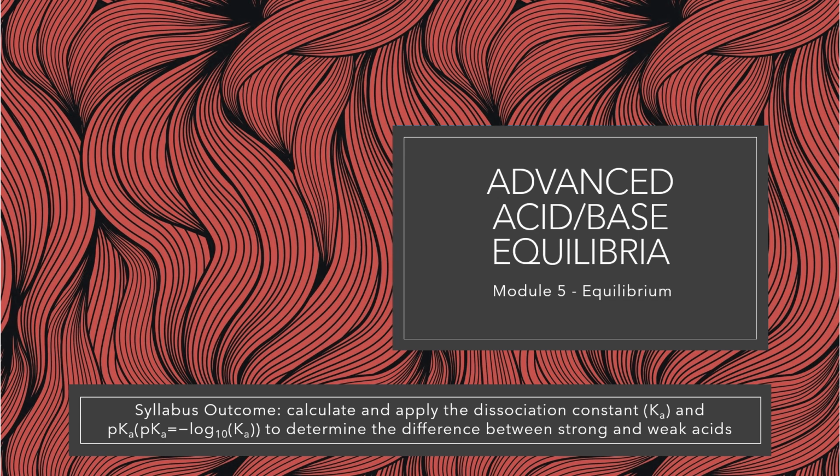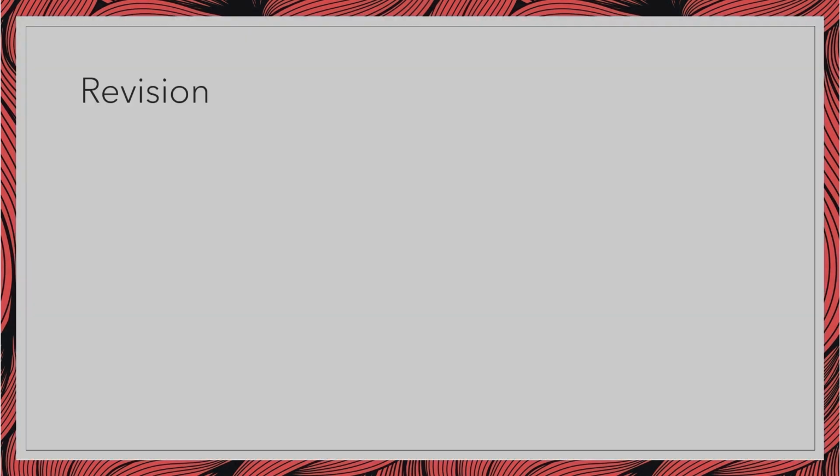Hi everyone. So today we're doing advanced acid-base equilibria. Our syllabus outcome is to calculate and apply the dissociation constant Ka and pKa, which is the negative log 10 of Ka, to determine the difference between strong and weak acids. So, some revision from last lesson. Make sure you've done the questions beforehand.